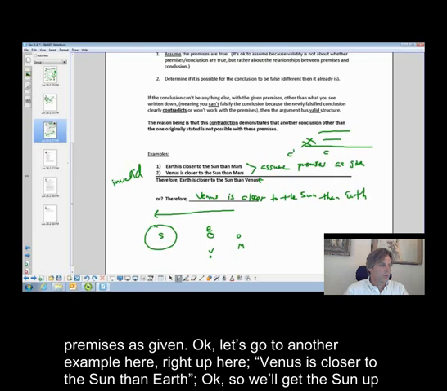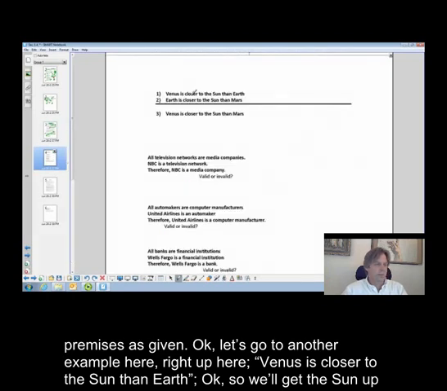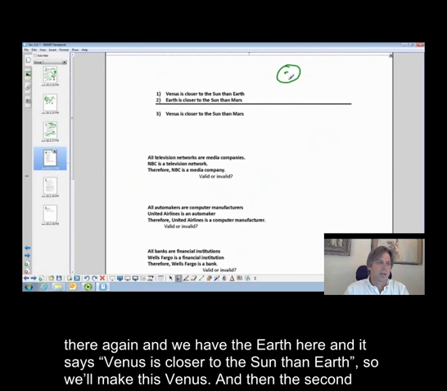Okay, let's go to another example here. All right, right up here. Venus is closer to the sun than Earth. Okay, so we'll get the sun up there again. It's the sun. And we have the Earth here. And it says Venus is closer to the sun than Earth.